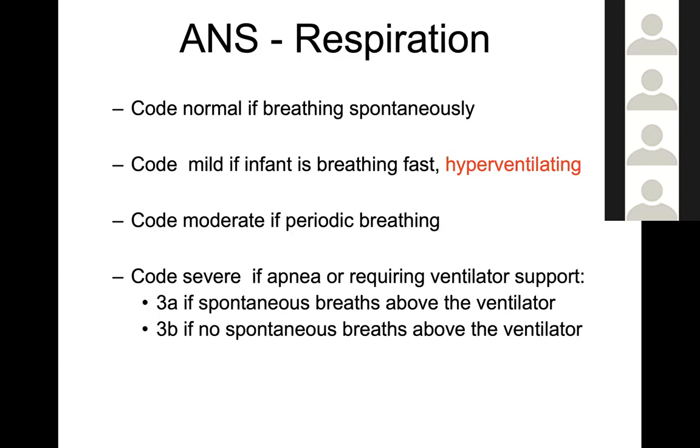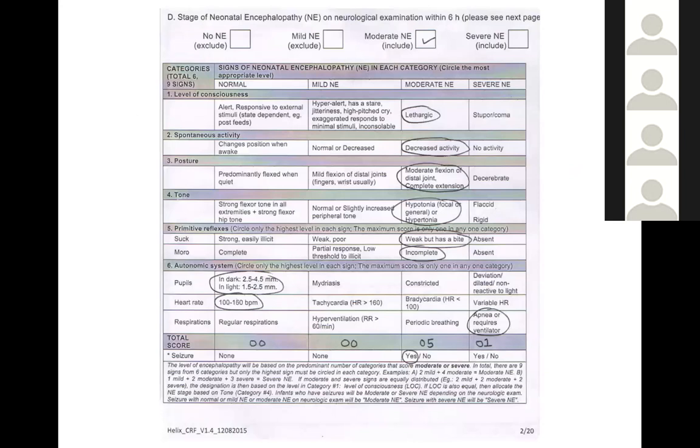Now, like I said, there are six categories. So the maximum score you can get is only six. Although two of them have more than one category, you just take the highest one. So this is one of the NICHD examinations completed for one of our cooling trials in India. These are the six categories: level of consciousness, spontaneous activity, posture, tone, reflexes, and autonomic system. So you just put a circle around whichever category you think the baby fits.